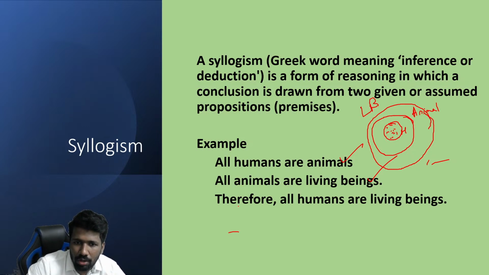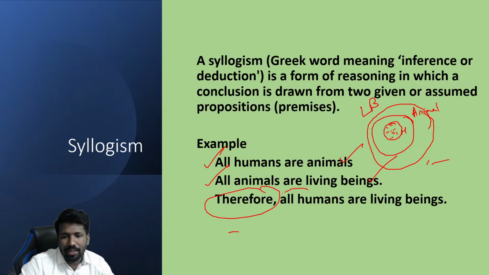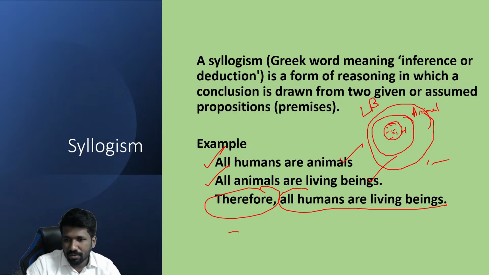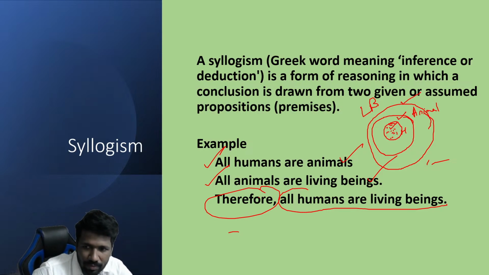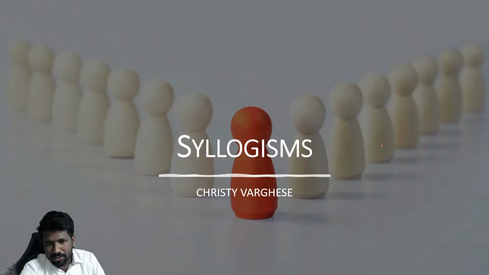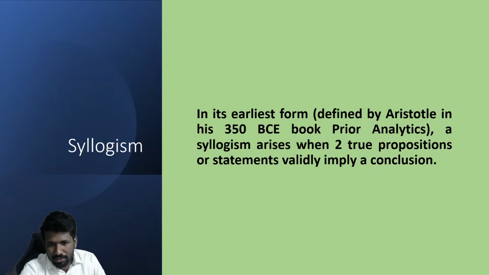So these two statements are called premises or propositions. Now from that, what conclusion can you make? That is this conclusion: all humans are living beings, we can say, right? Because humans are a subset of animals, and animals are a subset of living beings. So humans are a subset of living beings also. Is this clear, all of you, how to draw the Venn diagram and what is the basic idea of a syllogism? I hope all of you understood it.